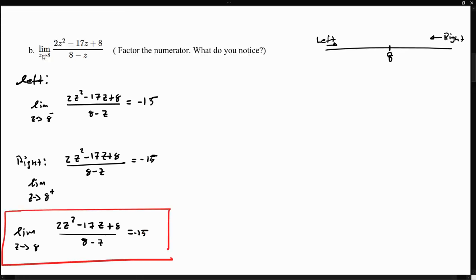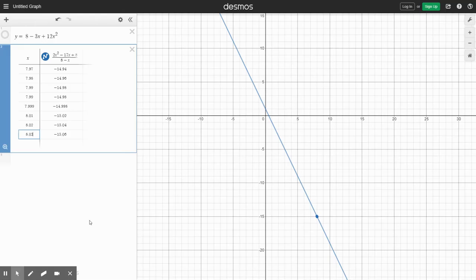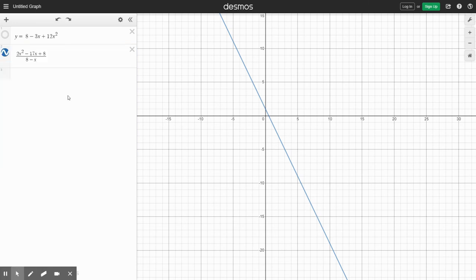So let's just try to visualize what just happened here. Let's take a look at my function here. Let me eliminate my table of values. So here we just have the graph. Let's see, where is exactly the value of 8? Well, 8 is about 5, 6, 7, 8. So that's about here in my function.